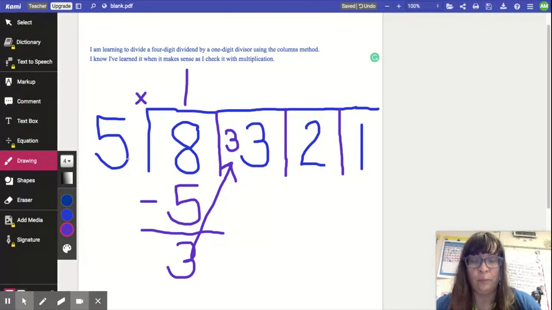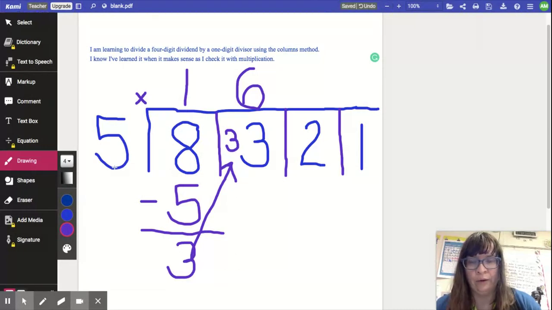Now I'm going to look at multiplication again in the hundreds place. 5 times what equals 33? Well, we know it won't be exact, so we'll get as close as we can. 5 times 5 is 25. Well, I can get closer. 5 times 6 equals 30. Oh, I don't think I can get any closer than that.